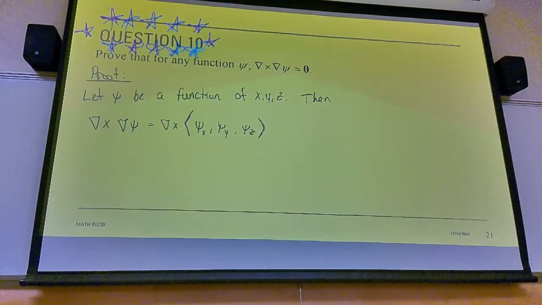We're going to get the curl of psi x, psi y, psi z. But the curl is partial of the last component with respect to y minus partial of the second component with respect to z, partial of the first component with respect to z minus partial of the third component with respect to x, partial of the second component with respect to x minus partial of the first component with respect to y.